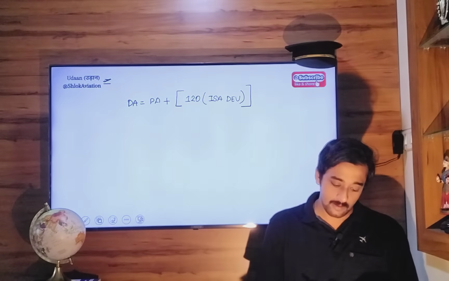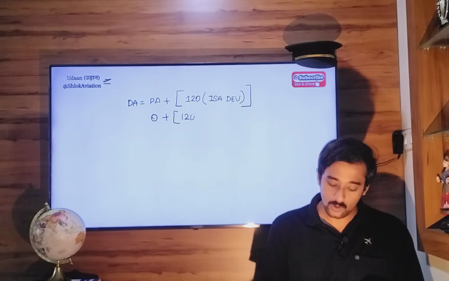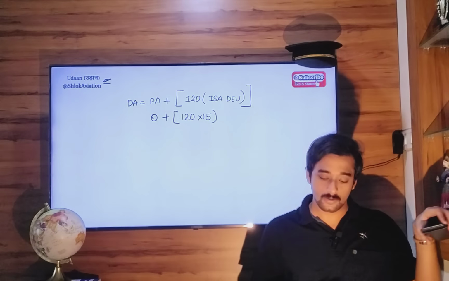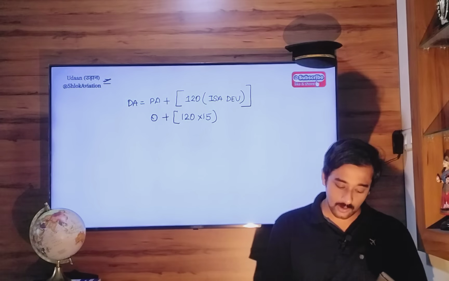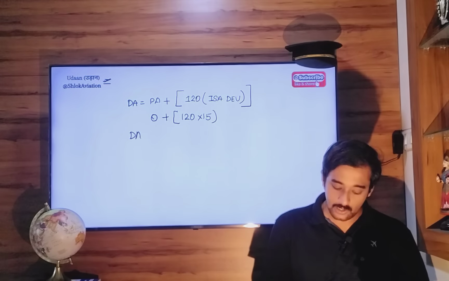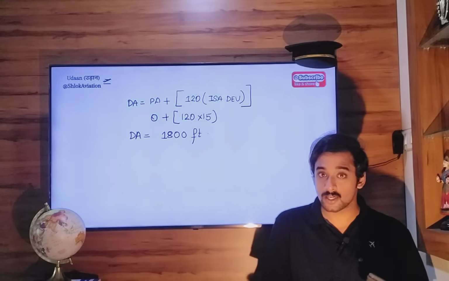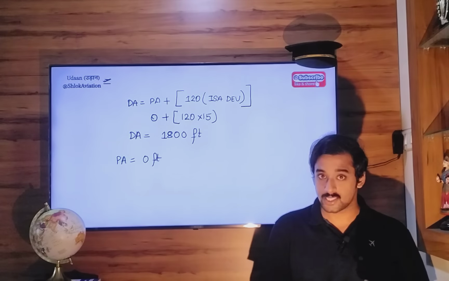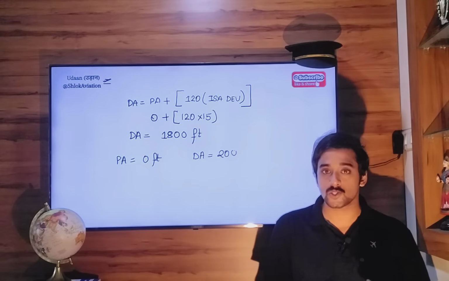Pressure altitude will be mean sea level, so 0 plus 120 into 15. So 120 into 15 will be what? When you multiply, it will be equal to 1800. So density altitude equals 1800 feet. So what have you observed here? Your pressure altitude, that means you are at mean sea level, is 0 feet. But density altitude is approximately 2000 feet.